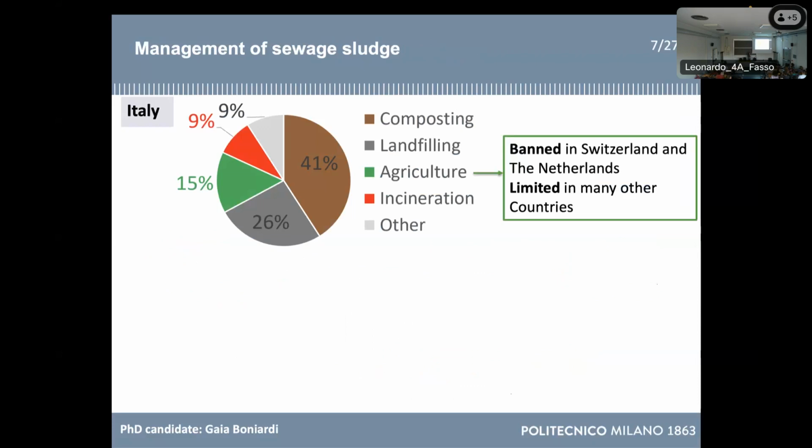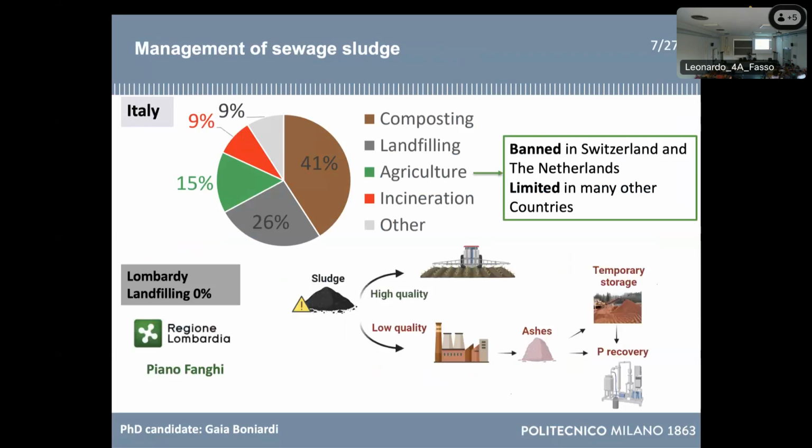agriculture. For instance, we have some countries like Switzerland and Netherlands that banned this practice, while other countries like Austria and Germany limited the use of sludge in agriculture. In Lombardy, landfilling has been phased out, so that percentage goes to 0.